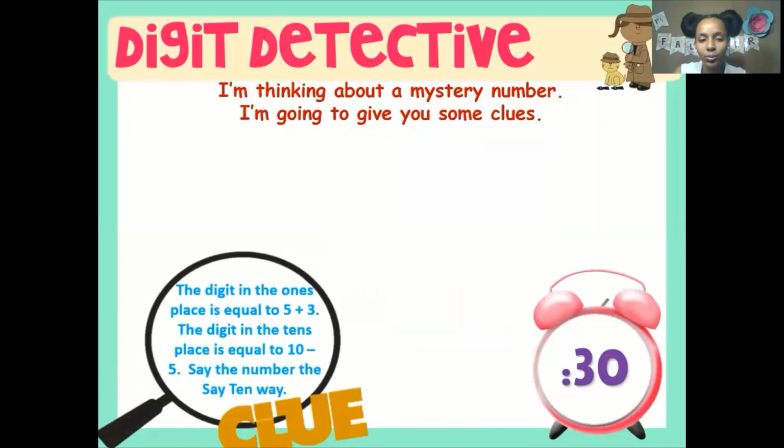Here's my next clue. The digit in the ones place is equal to 5 plus 3. The digit in the tens place is equal to 10 minus 5. Then you're going to say the number the say 10 way to yourself. Let's read that again. The digit in the ones place is equal to 5 plus 3. The digit in the tens place is equal to 10 minus 5. Say the number the say 10 way to yourself. Go.